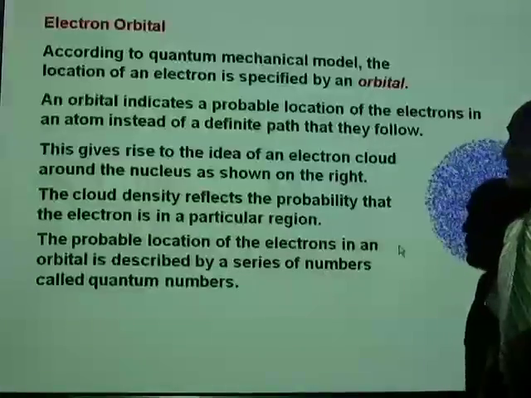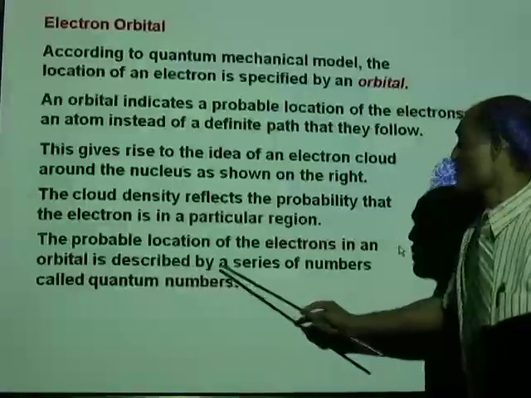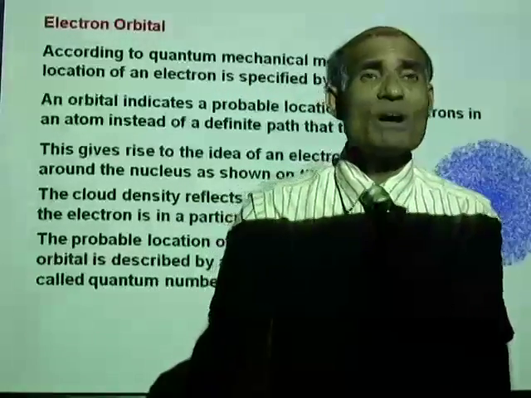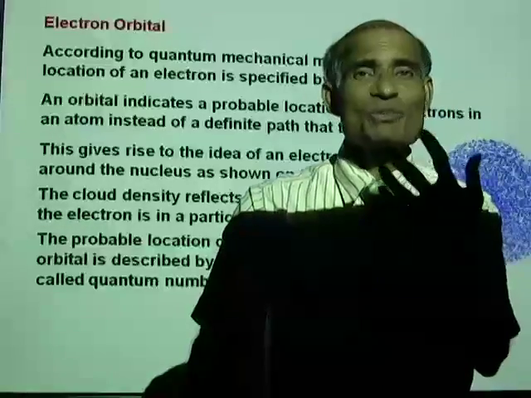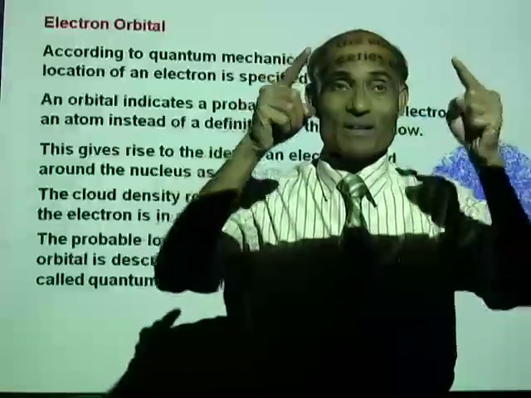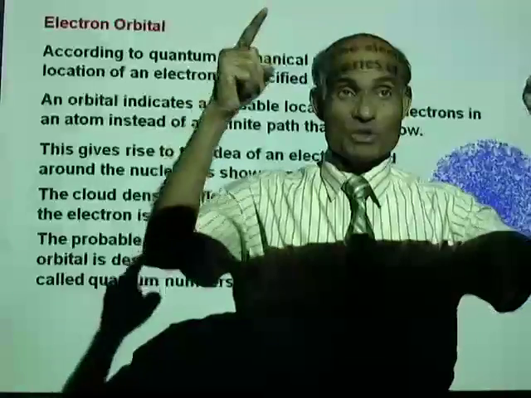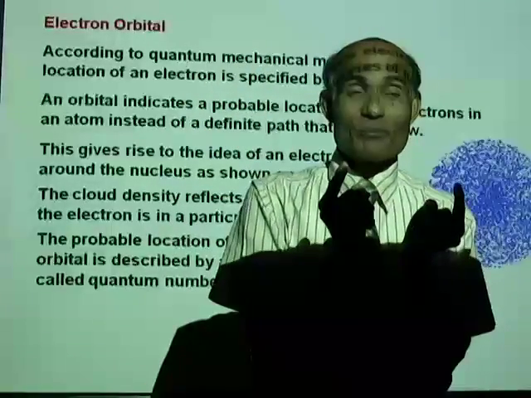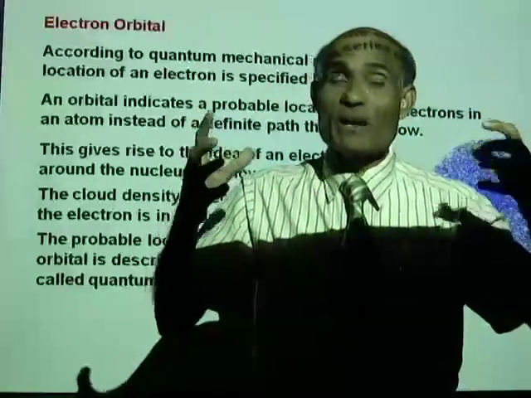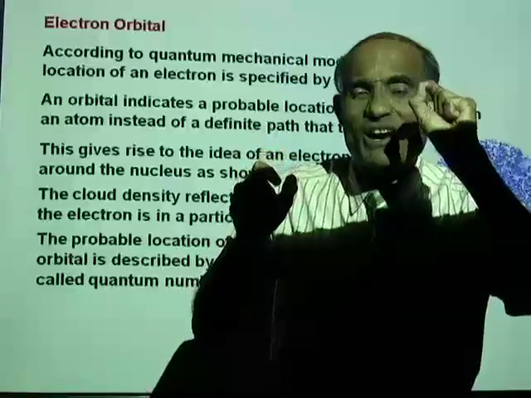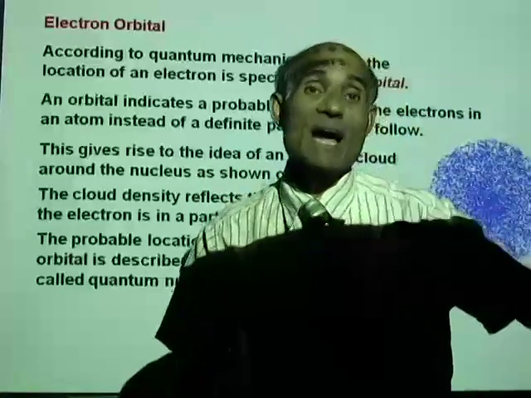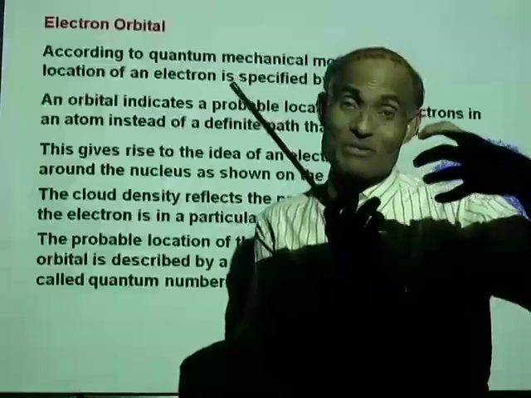The probable location of the electron in an orbital is described by a series of numbers called quantum numbers. Now, you are familiar with one quantum number we used in the Bohr model. What was that quantum number called? We call it the principal quantum number. n equal to 1, the first orbit. n equal to 2, the second orbit or energy level, and so on. Now, we're going to expand that in the quantum mechanical model. In the quantum mechanical model, you don't have an electron sitting exactly at n equal to 1. But we will use that quantum number again here, and we will add more quantum numbers. Well, that makes it a little more complicated.